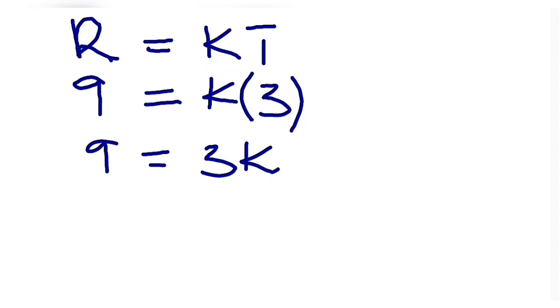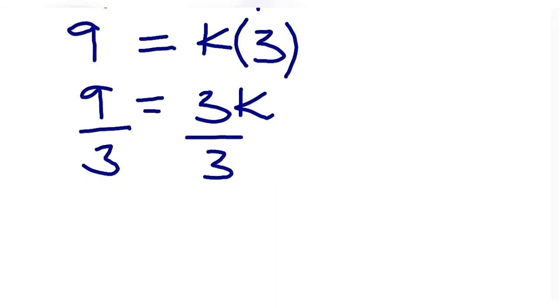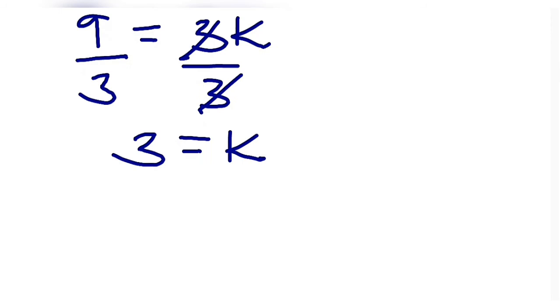That will help us get the value of k, and we shall divide both sides by 3. This will now mean that 3 divided by 3 is 1, and 1 times k is equal to k. 9 divided by 3 is the same as 3. So we have got the value of k as 3. So our k is equal to 3.